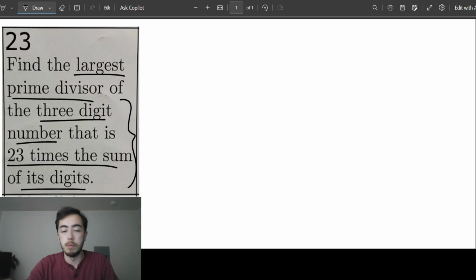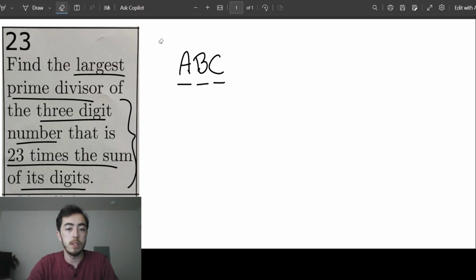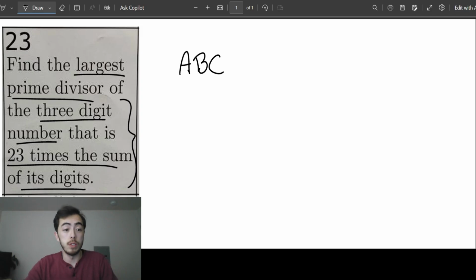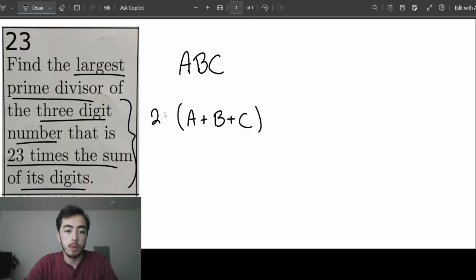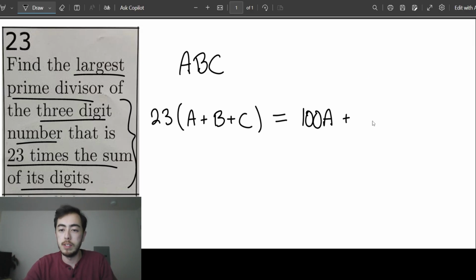So it looks like we have a three-digit number. Let's just call it ABC for the hundreds, tens, and then ones place. So we have a three-digit number ABC that is equal to 23 times the sum of its digits. So we could sum the digits like this, A plus B plus C. 23 times the digits could look like that. And then it's saying that the value of the number itself is equal to 23 times the sum of its digits. And I'm not going to just put ABC here, but I'm going to put the expanded form where I do 100 times the hundreds digit plus 10 times the tens digit and then plus the ones digit.